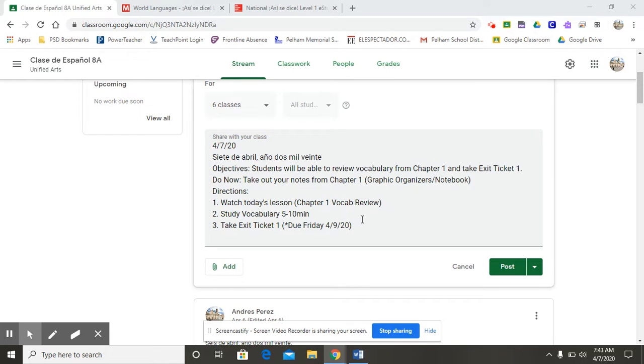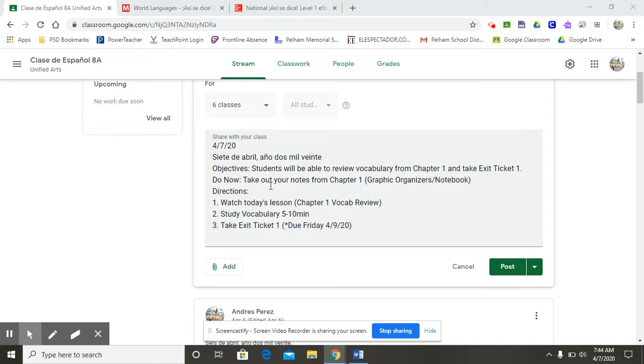All right. Objectives. Students will be able to review vocabulary from chapter 1 and take exit ticket number 1. So today we're going to review all of the vocab that we have done for the last couple of days in this chapter. I will show you exactly what you need to know for the exit ticket.